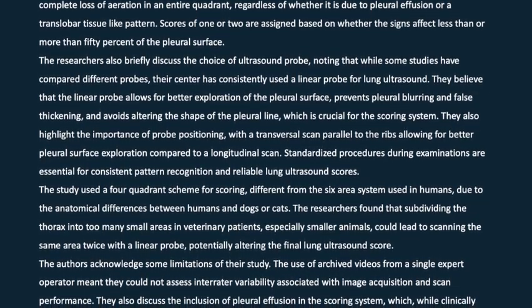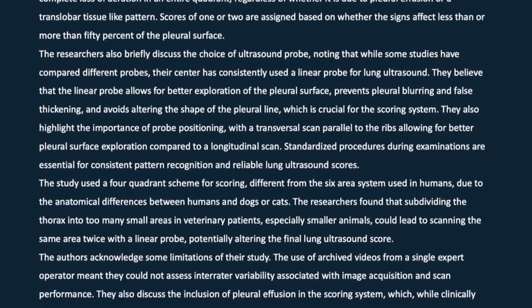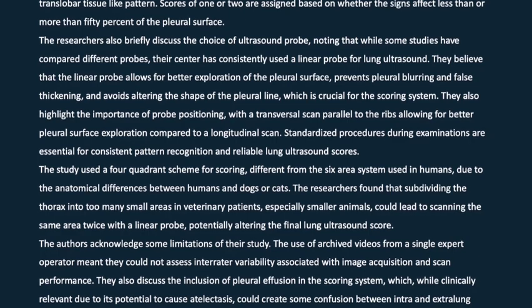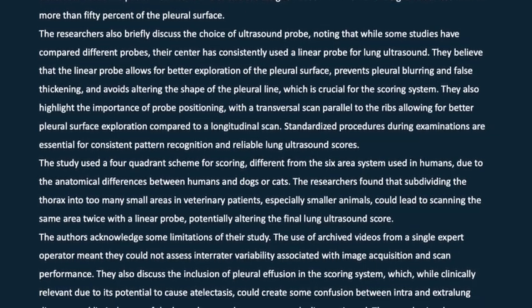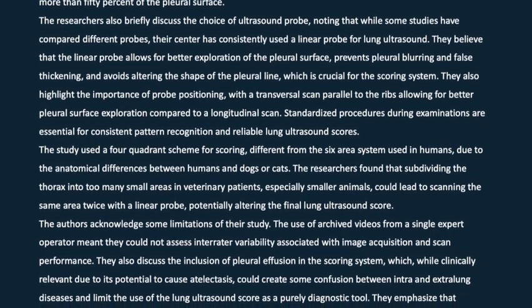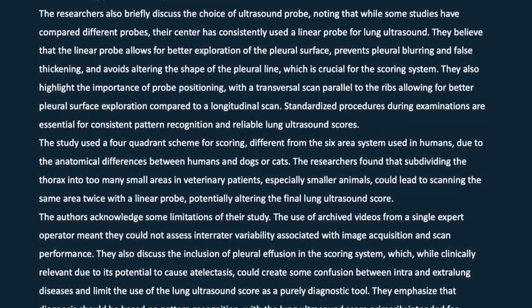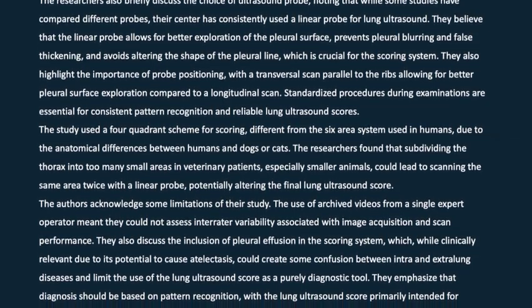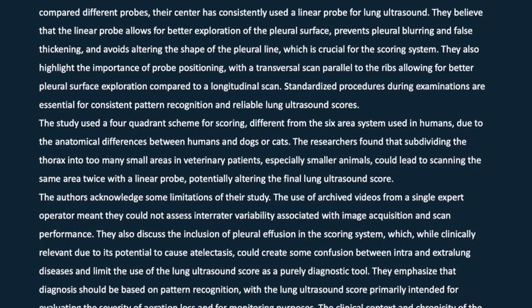The study used a 4-quadrant scheme for scoring, different from the 6-area system used in humans, due to the anatomical differences between humans and dogs or cats. The researchers found that subdividing the thorax into too many small areas in veterinary patients, especially smaller animals, could lead to scanning the same area twice with a linear probe, potentially altering the final lung ultrasound score.